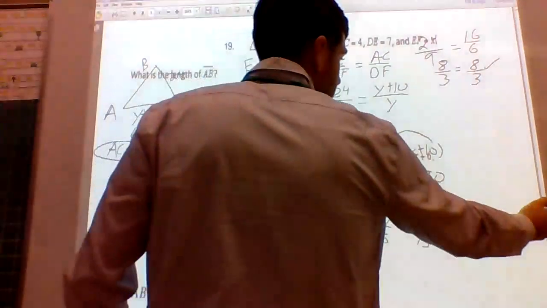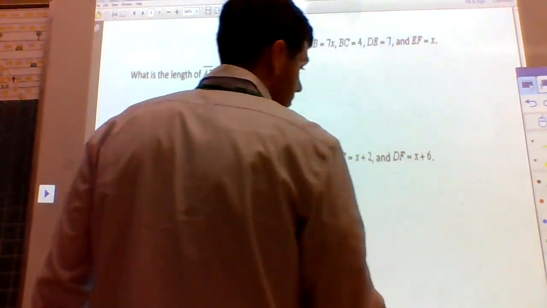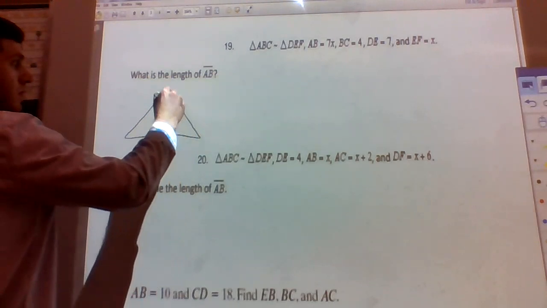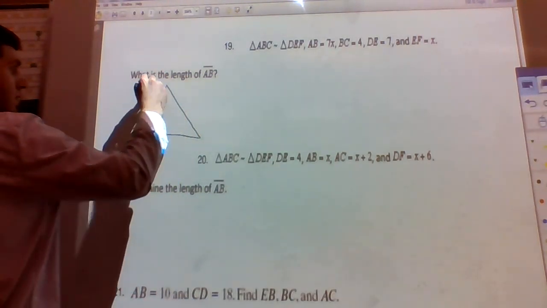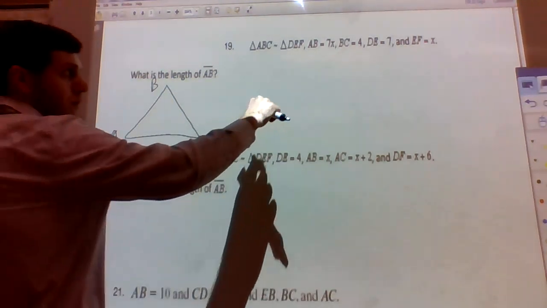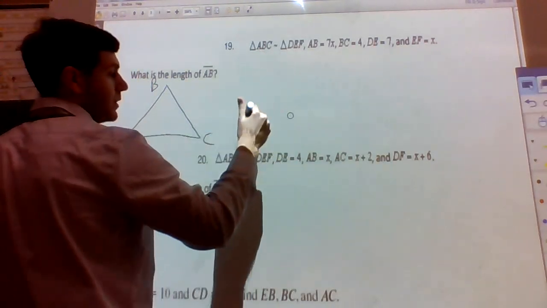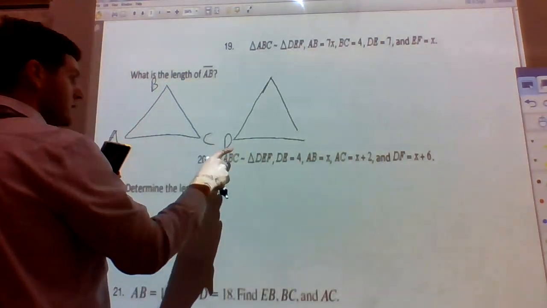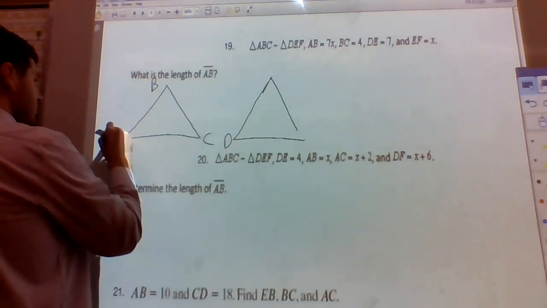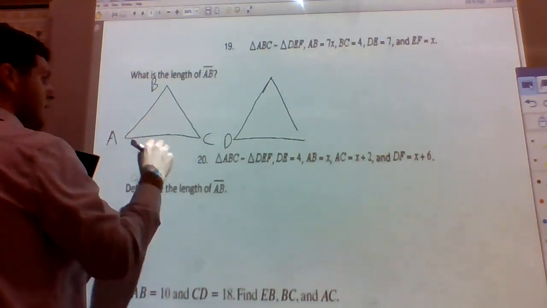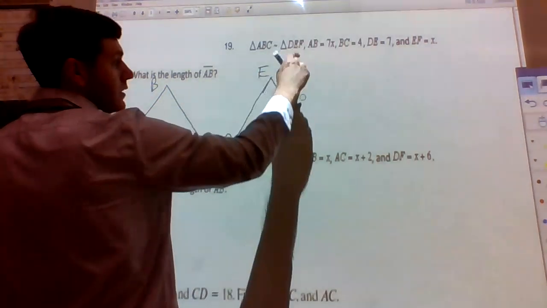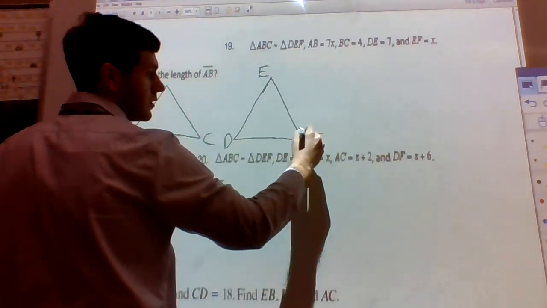Okay, number 19. Again, we want to draw our triangles, ABC. We want to draw the next one in the same corresponding order. So A corresponds with D, so we want to put D down here because A and D are corresponding, B and E are corresponding, and then C and F are corresponding.